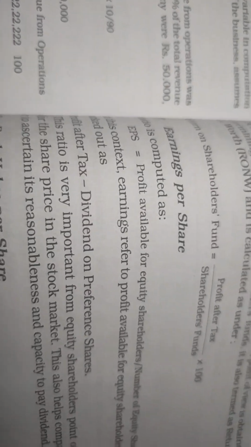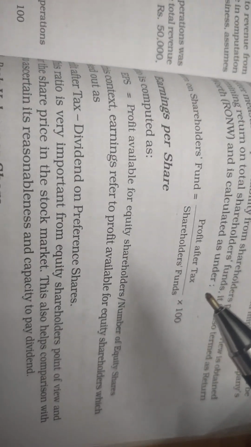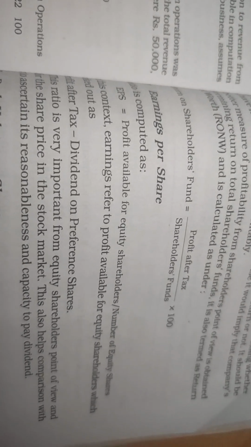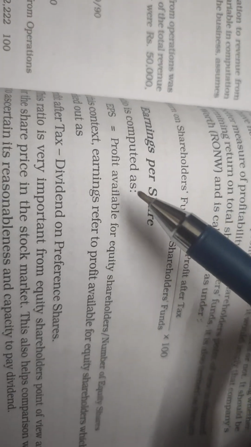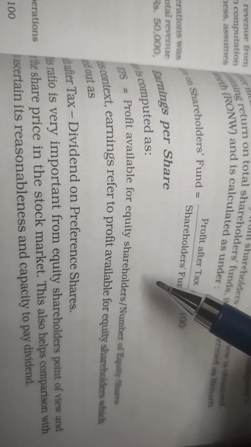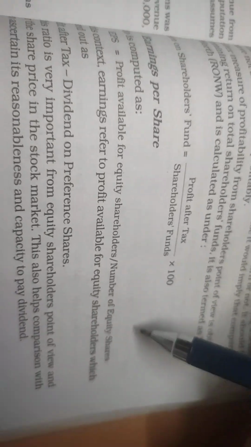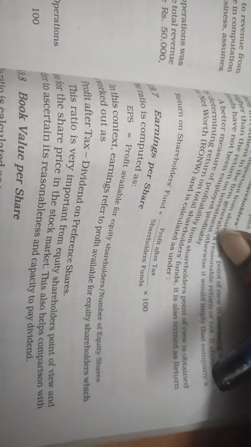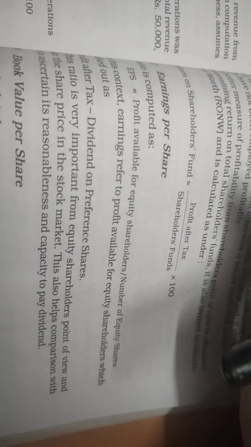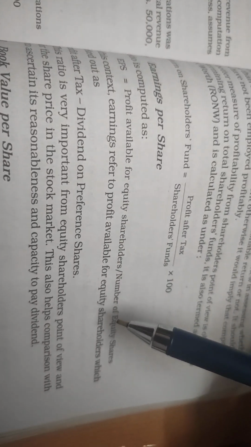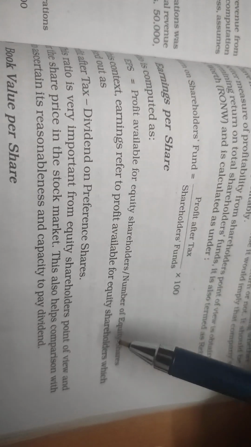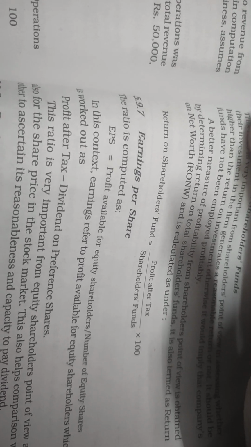Earning per share shows the earning available per share to the equity shareholders. Earning per share is equal to profit available for equity shareholders divided by number of equity shares. In this context, the earning refers to the profit available for equity shareholders. It is computed as profit after tax minus the dividend on preference shares.